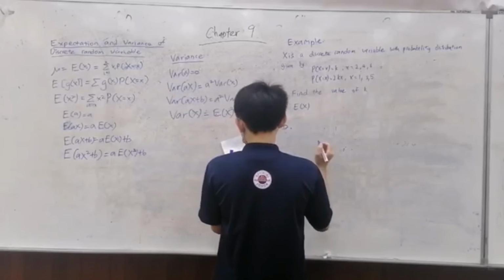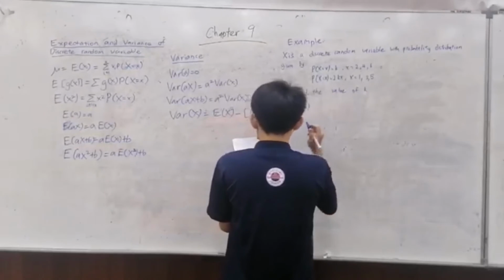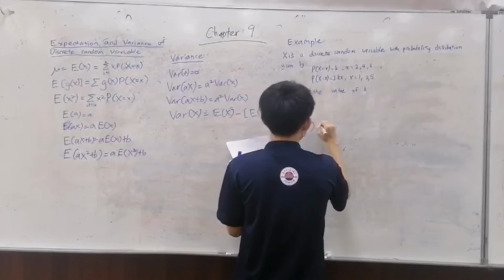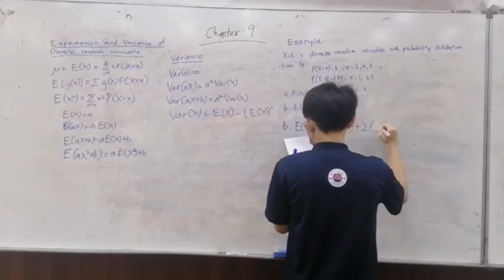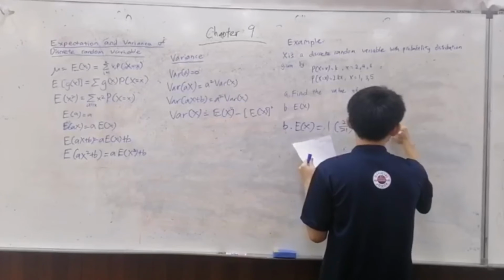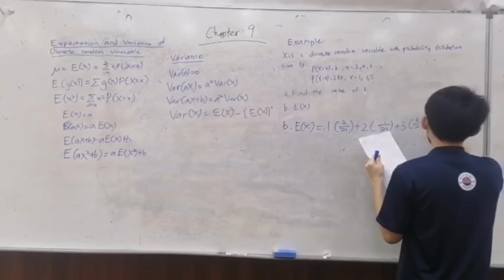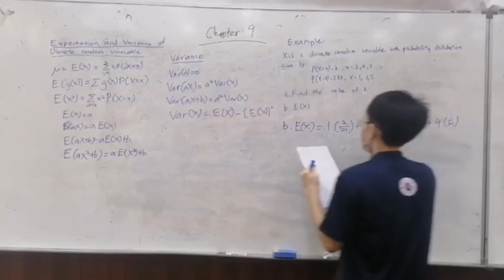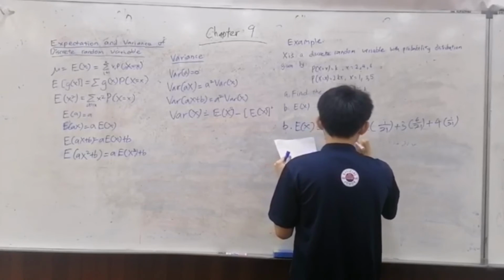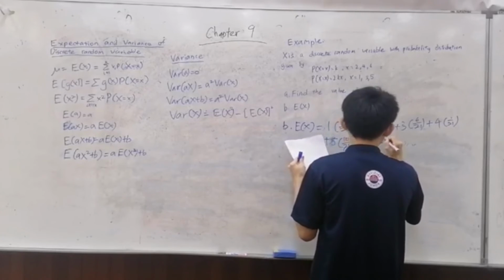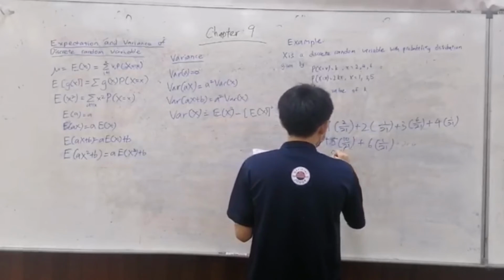Question B, expectation of X. To find the expectation of X, we need to find the summation of random variables times the probability, which is 1 times 2/21, plus 2 times 1/21, plus 3 times 2/21, plus 4 times 1/21, plus 5 times 2/21, and last, plus 6 times 1/21. And we can get the answer, which is 82/21.